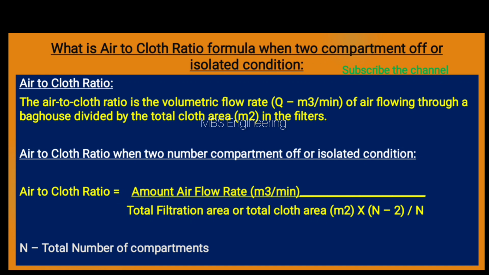Please refer to the air to cloth ratio formula when two compartments are off or isolated and the remaining compartments are in operation. Air to cloth ratio equals the air flow rate divided by the total filtration area or total cloth area, multiplied by n-2 divided by n. In the above equation, n is the total number of compartments.